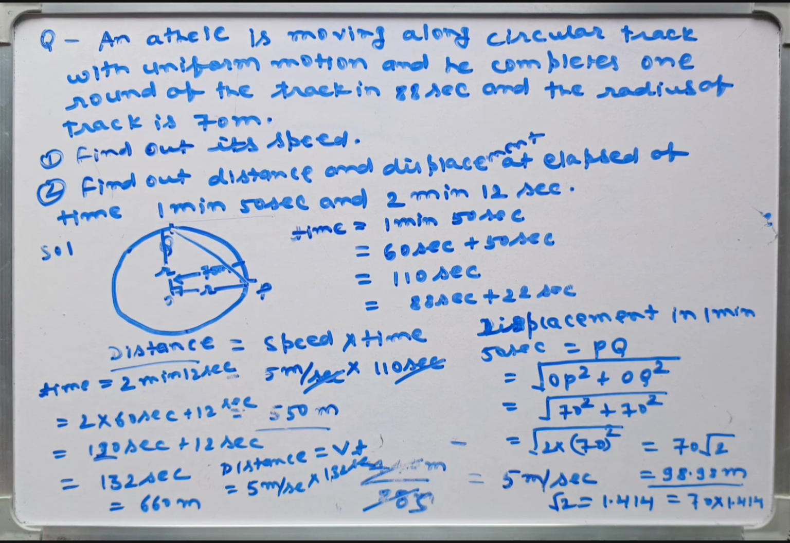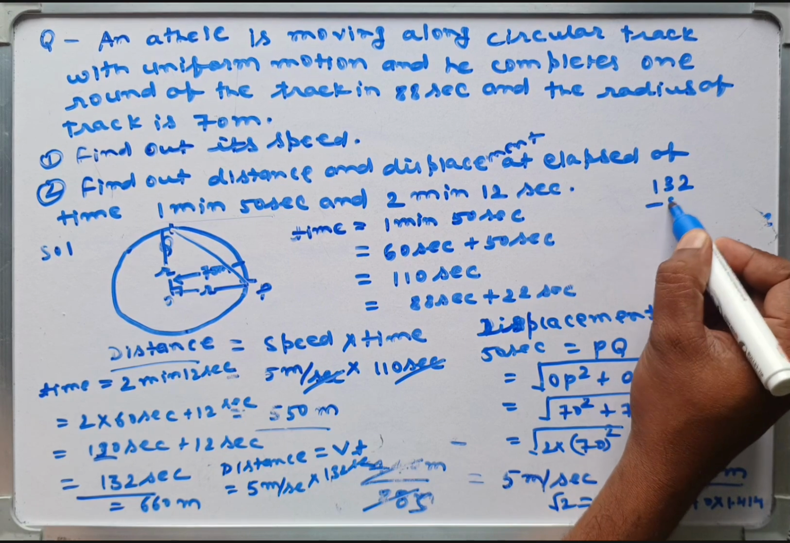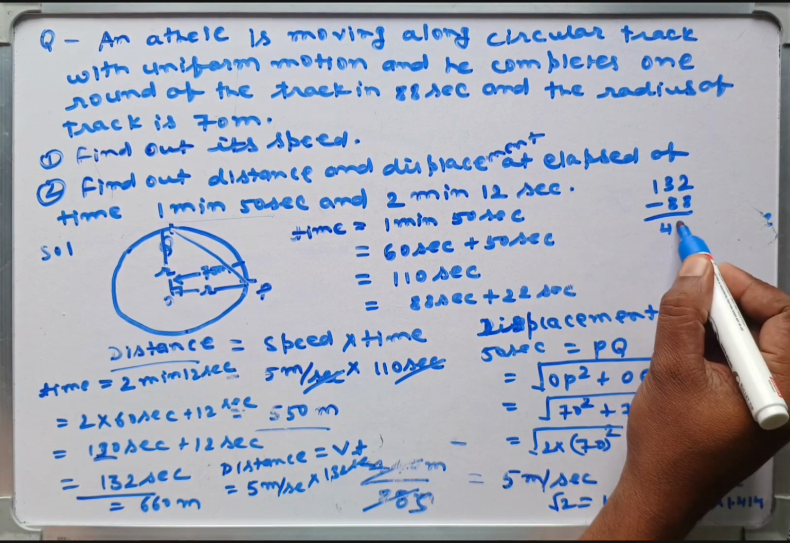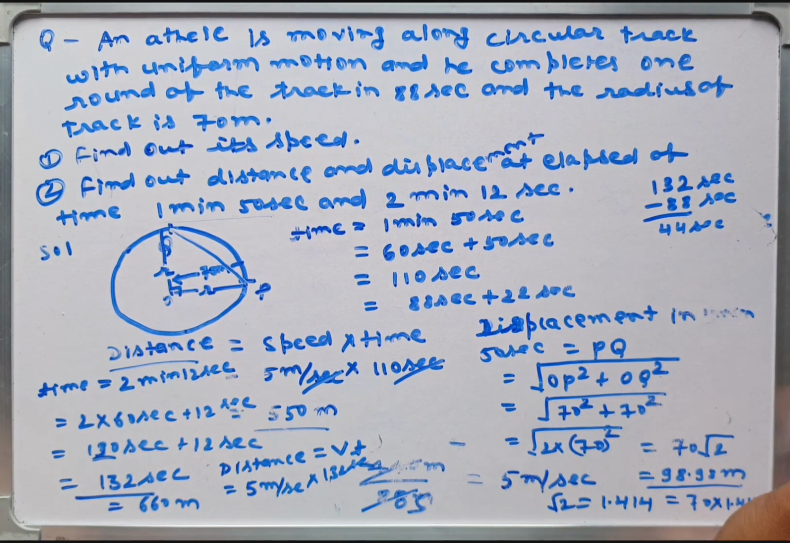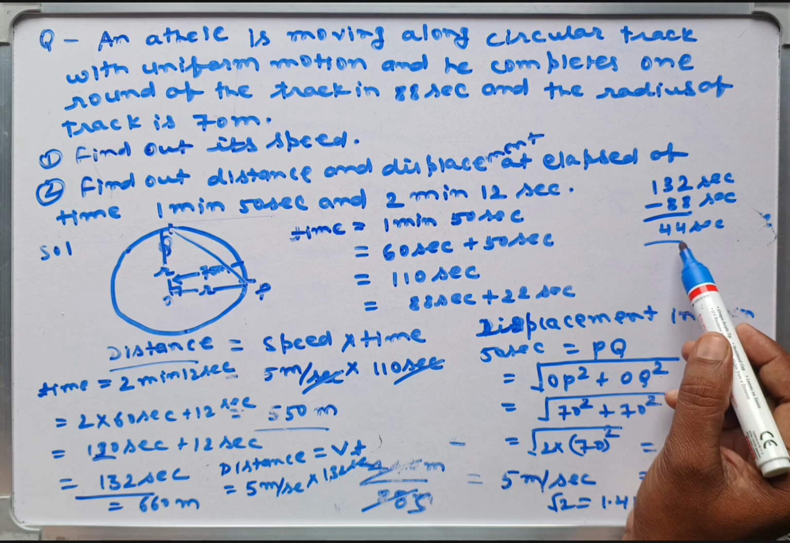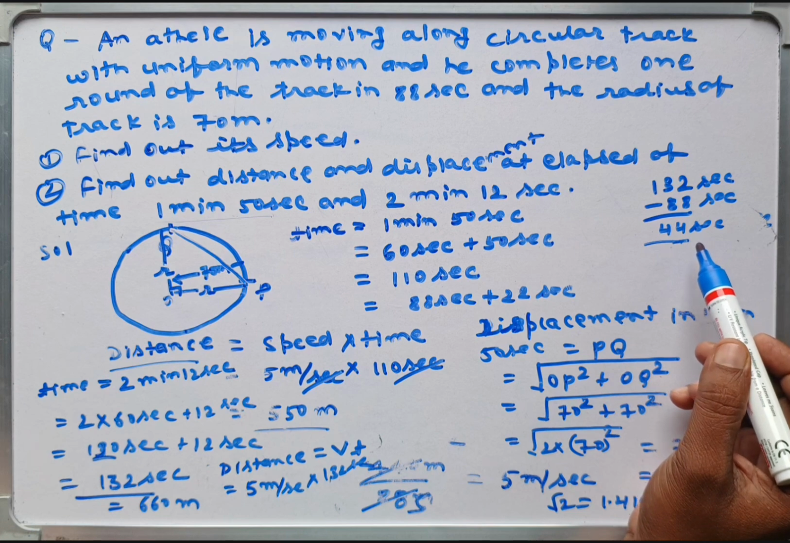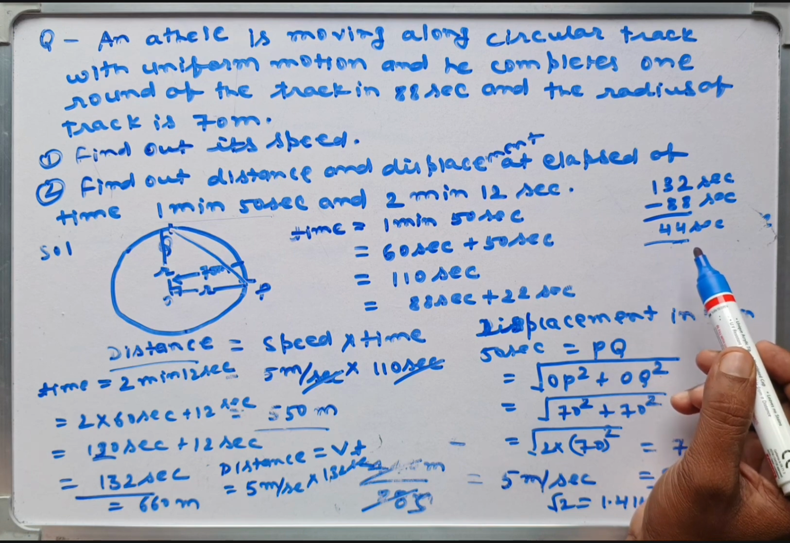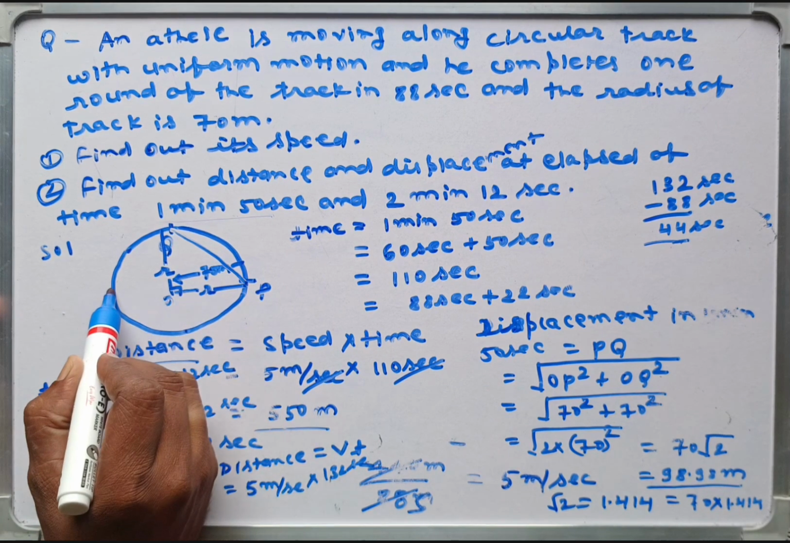Now what about its displacement? So guys, you can notice here 132 second, if you subtract 88, then this is coming 44 second. Then you can say, sir, it will only cover half distance of the complete track. So the particle position will be here.